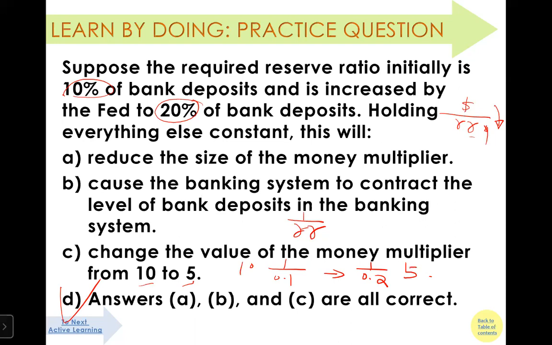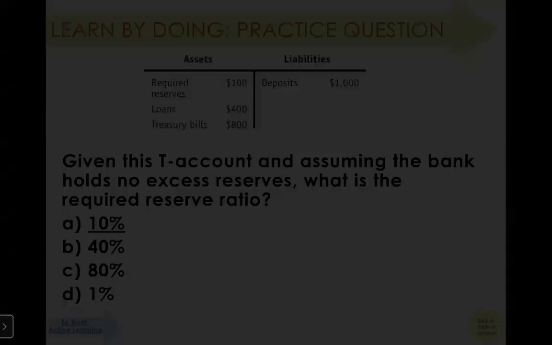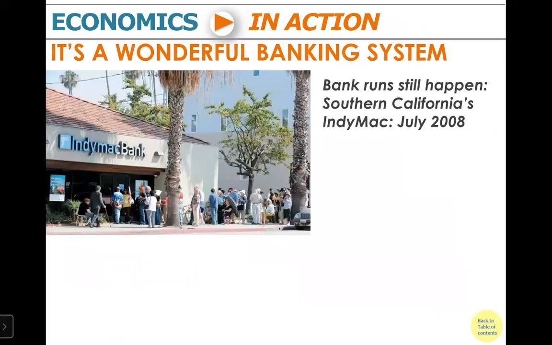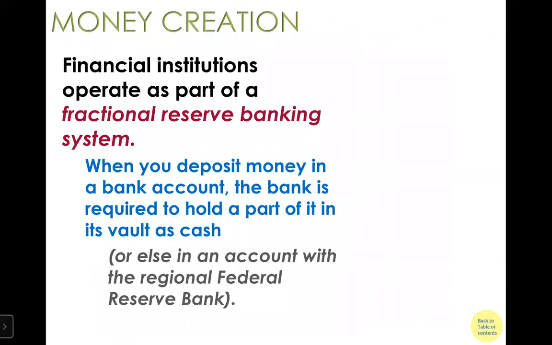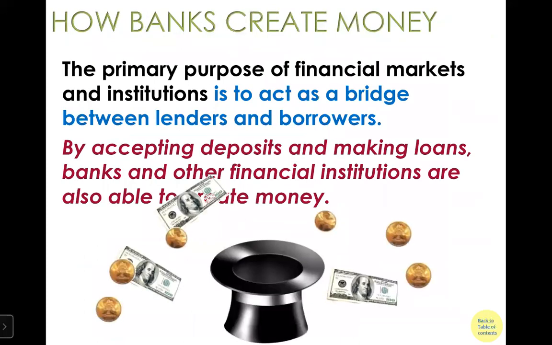Okay, so now let's go back to the slides we just missed. Okay, here we are. To summarize again, let me repeat what we learned earlier. The primary purpose of financial markets and institutions is to act as a bridge between lenders and borrowers. But by accepting deposits and making loans, banks and other financial institutions are also able to create money.